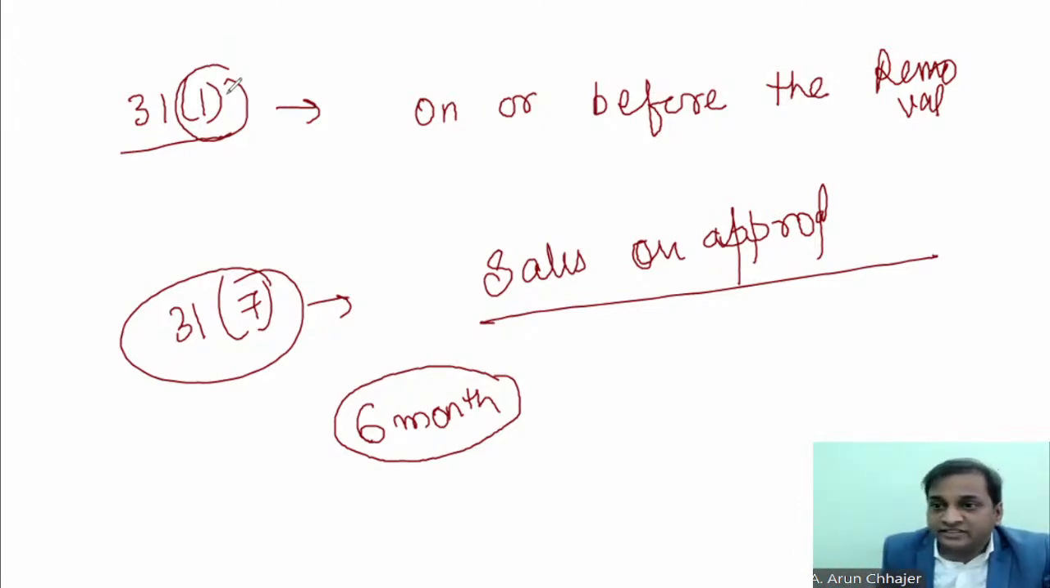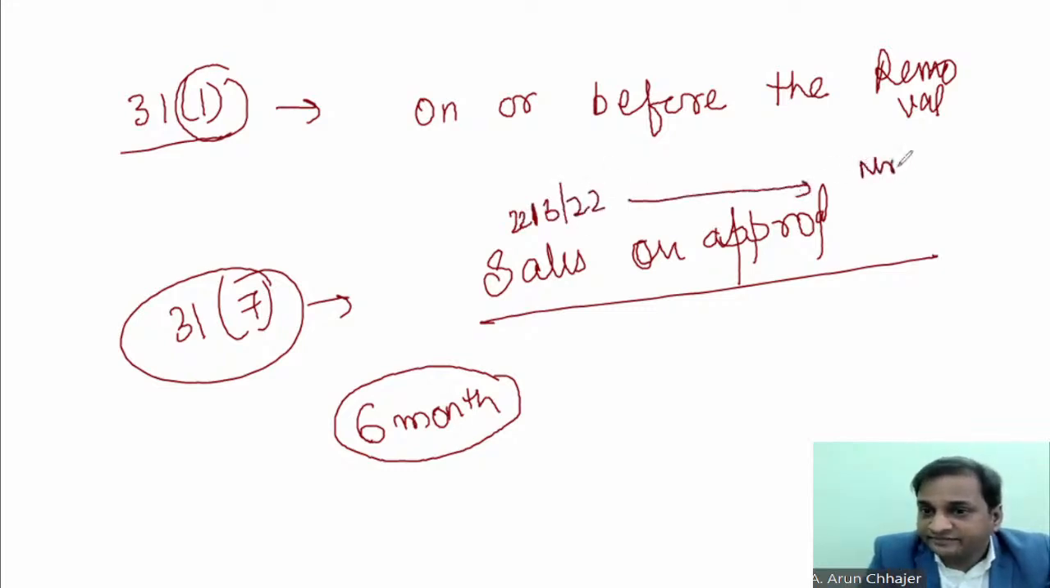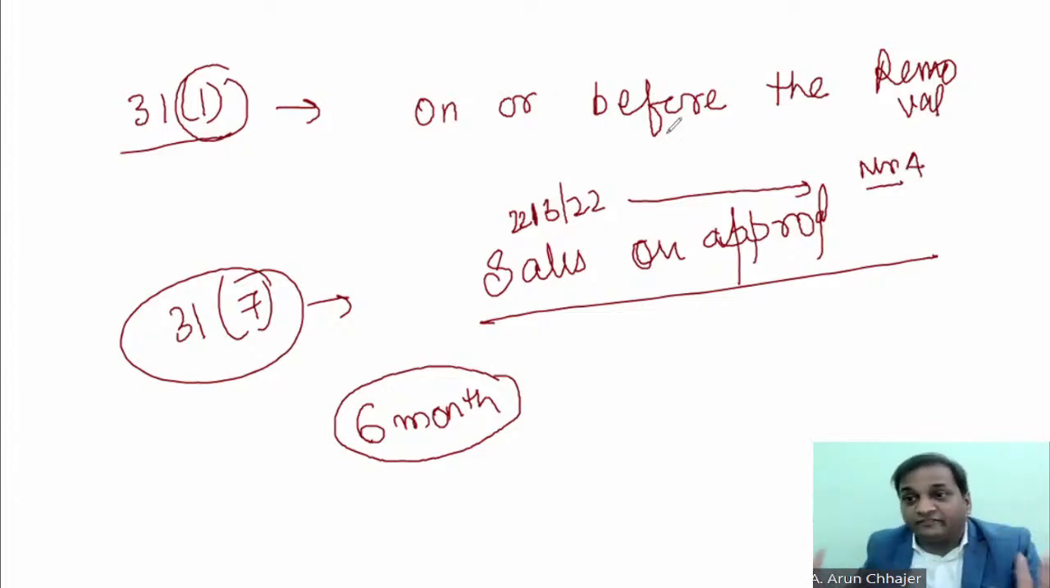There is one provision in 31 subsection 7 which talks about, suppose today, say for example, 22nd March, you are sending the goods to Mr. A. And Mr. A says, once I receive the goods, I will check. If it is accepted, then I will consider. Otherwise, I will return the goods.